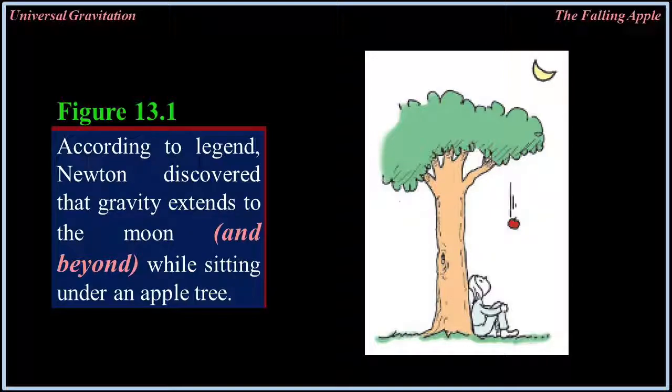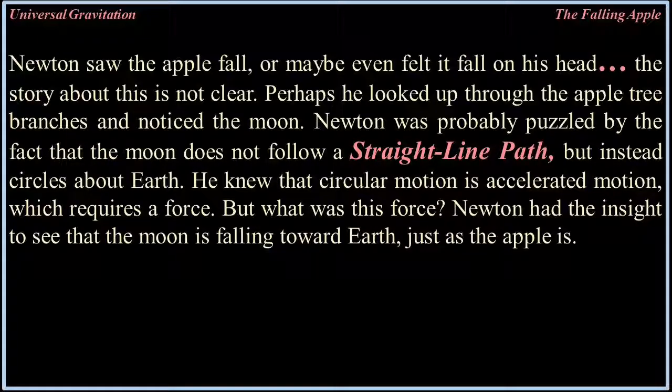According to legend, Newton discovered that gravity extends to the moon and beyond while sitting under an apple tree, pondering the falling apple. Newton saw the apple fall, or maybe even felt it fall on his head. The story about this is not clear. Perhaps he looked up through the apple tree's branches and noticed the moon. Newton was probably puzzled by the fact that the moon does not follow a straight line path, but instead circles about Earth. He knew that circular motion is accelerated motion, which requires a force.